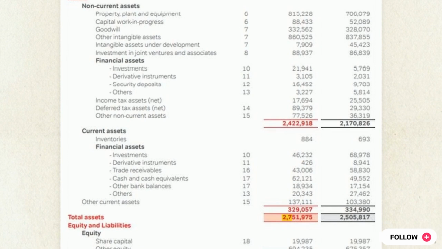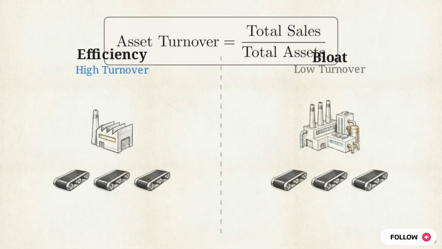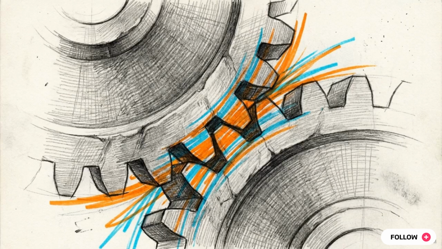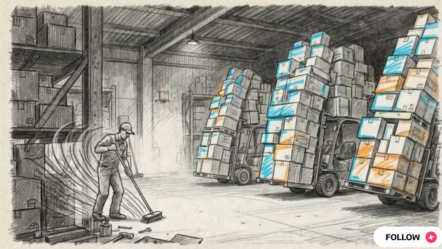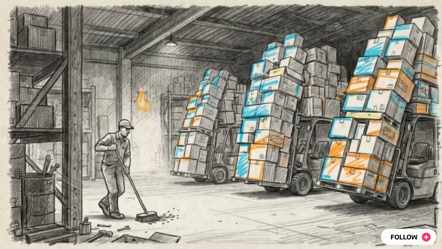This real-world consolidated balance sheet reveals the scale of non-current and current assets. Every piece of property, equipment, and inventory rolling up into this massive 2.7 million figure represents invested capital, and every dollar must pull its weight. This introduces the second pillar of the DuPont framework, asset turnover. You calculate it by dividing total sales by total assets.